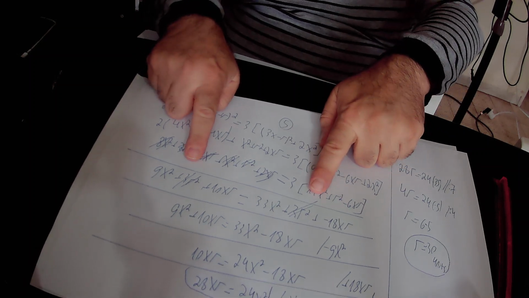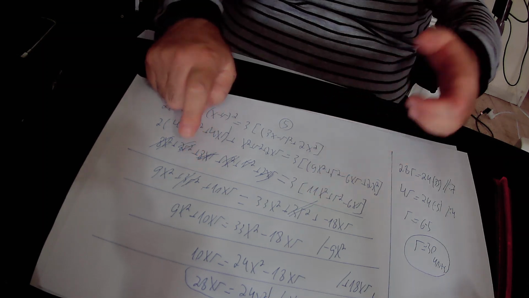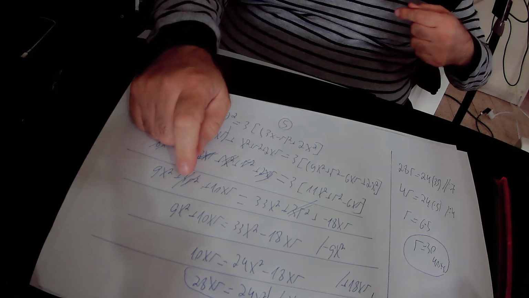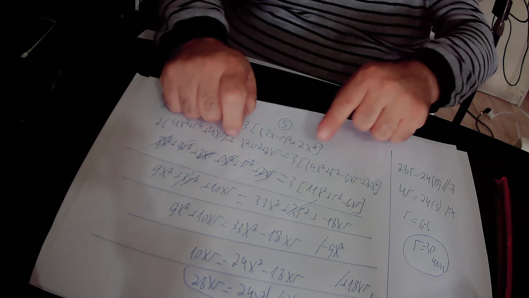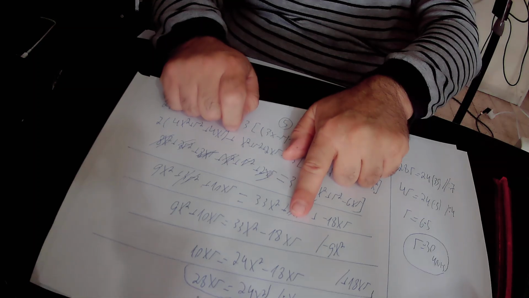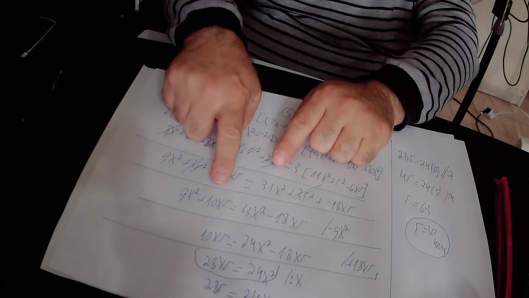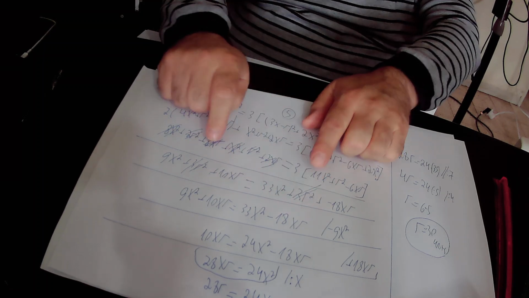We have 3r squared on both sides of the equation, so 3r squared will get cancelled. What is left from this equation after we cancel 3r squared? In this side of the equation we have 9x squared plus 10xr. On the other side of the equation we have 33x squared minus 18xr. So in total, 9x squared plus 10xr equals 33x squared minus 18xr.